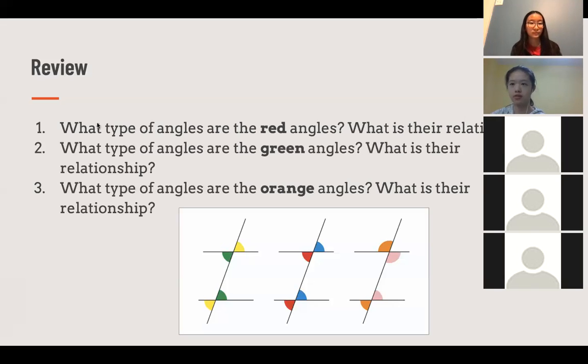So yeah, that's just a quick review. Again, the names can sometimes be confusing. So just try to remember which ones are congruent and which ones are supplementary. That's what matters.